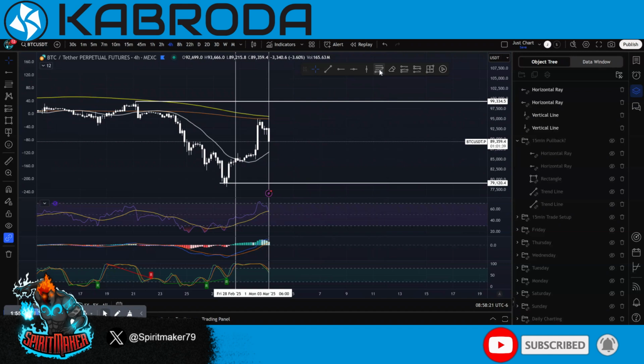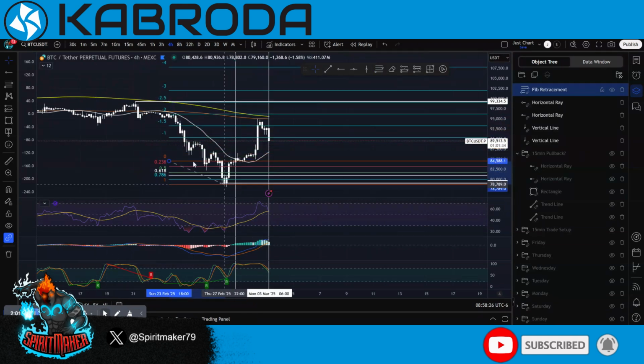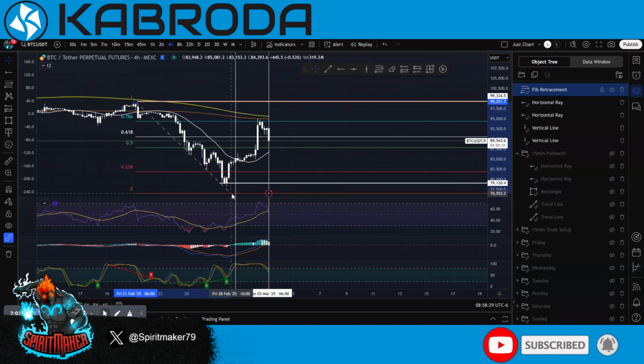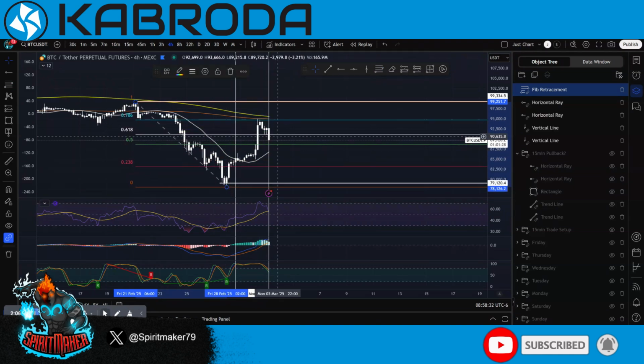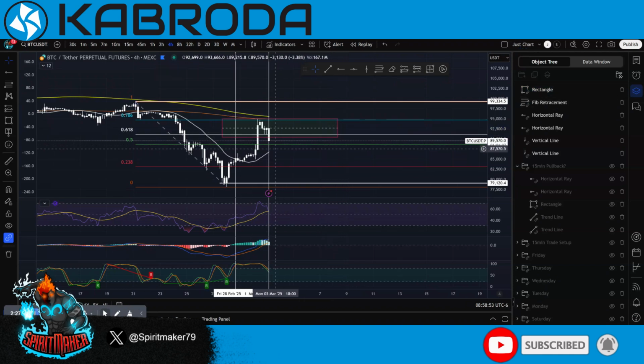So in order to do that, you can run your fib from the top point down to the low point. And we expect this to retrace back into the 786 to the 618 zone. And what I like to do is put a kind of a buy zone, if you want to call it that, in this area. Because if I can get it up in this area, then this is where I expect it to turn around.